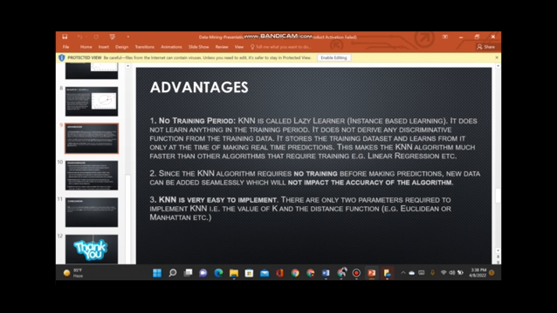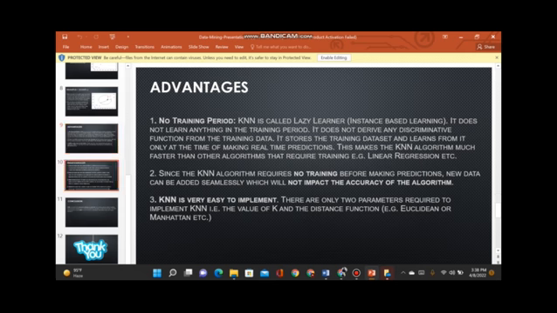My presentation part is the advantages. There is no training period, and since the KNN algorithm requires no training before making predictions, new data can be added seamlessly, which will not impact the accuracy of the algorithm. KNN is very easy to implement. There are only two parameters required to implement KNN.